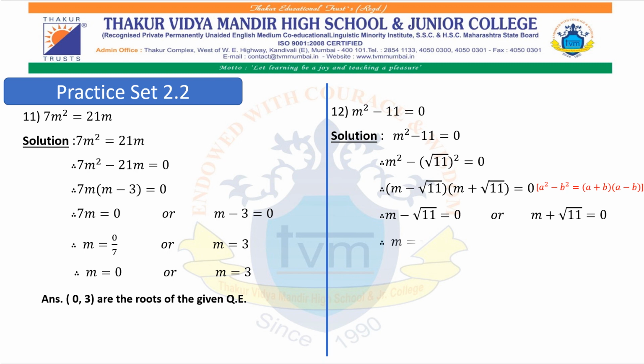Root 11 will be shifted to the right hand side. It will be written as m equals root 11 or m equals minus root 11. Therefore our answer will be root 11 or minus root 11 are the roots of the given quadratic equation.